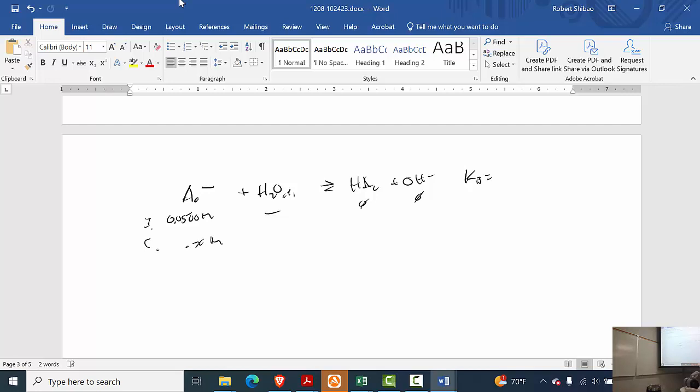The Kb for acetate is equal to, well, it's not in the chart, so we'll have to calculate it. It's going to be Kw divided by the Ka for which acid? Acetic acid. This is 1.0 times 10 to the minus 14 divided by 1.8 times 10 to the minus 5. You don't have to have that memorized. And this is going to equal 5.55 times 10 to the minus 10.